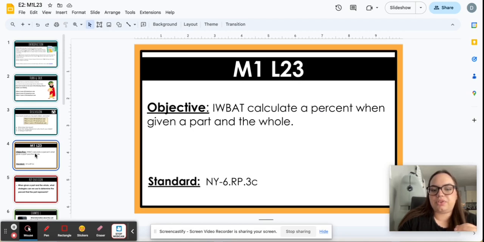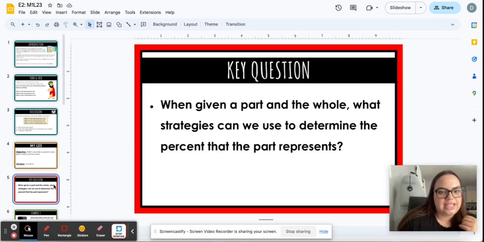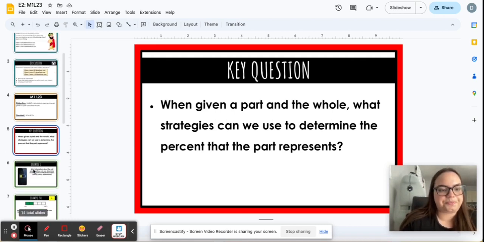Then we go here for our objective. I will be able to calculate a percent when given a part and a whole. And I am using the next generation standards. The key question for this lesson, which is a question that I will address at the end, is: when given a part and the whole, what strategies can we use to determine the percent that the part represents?